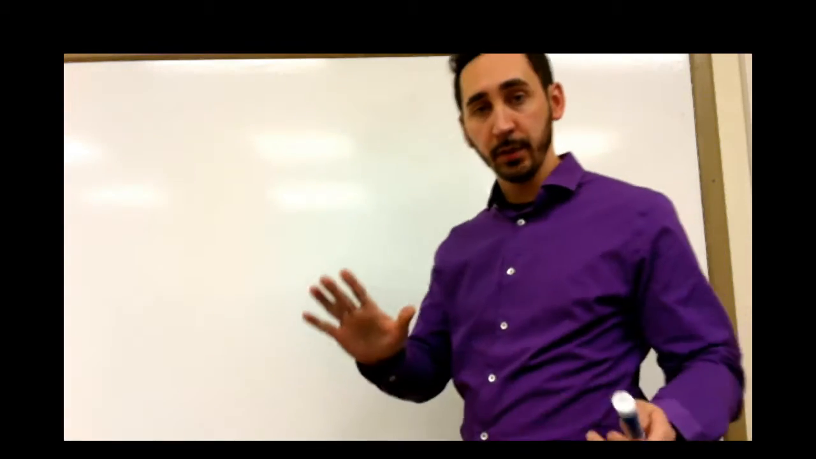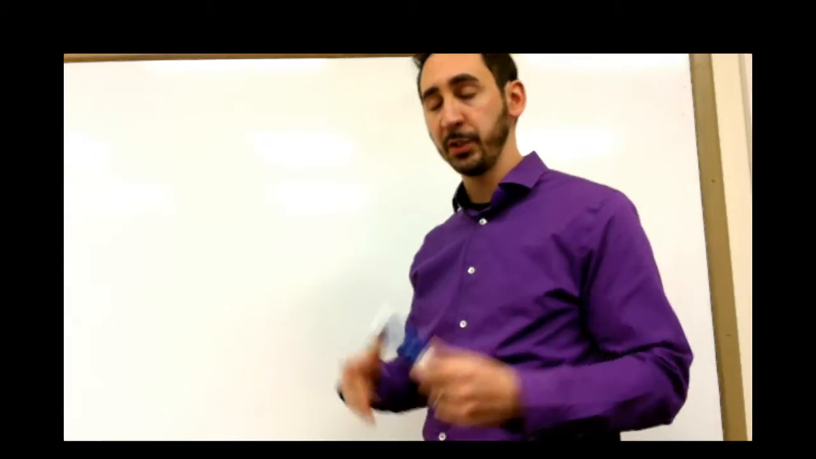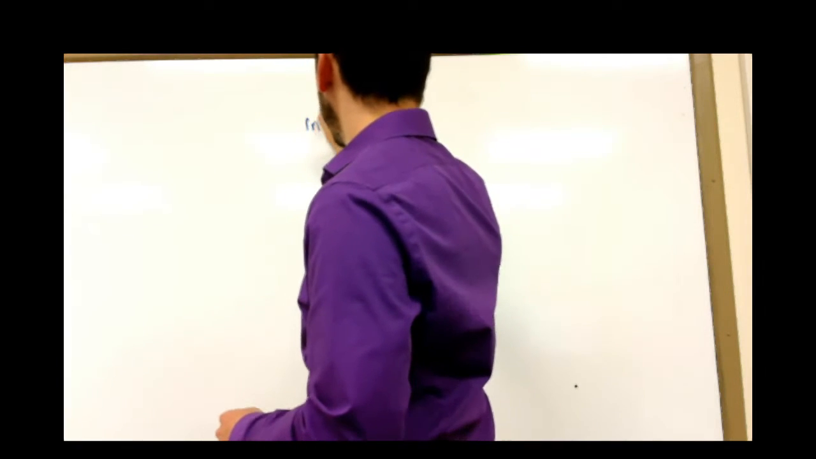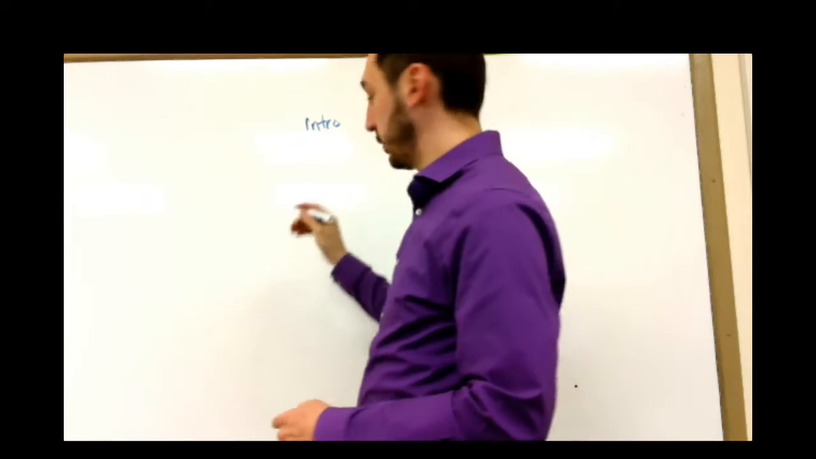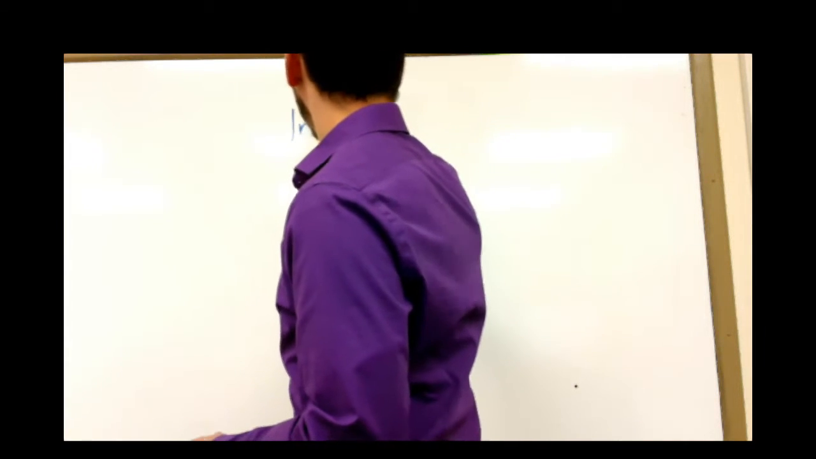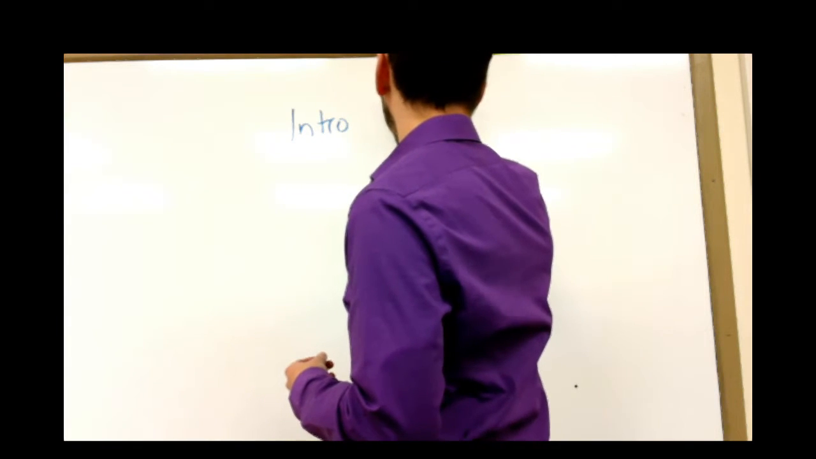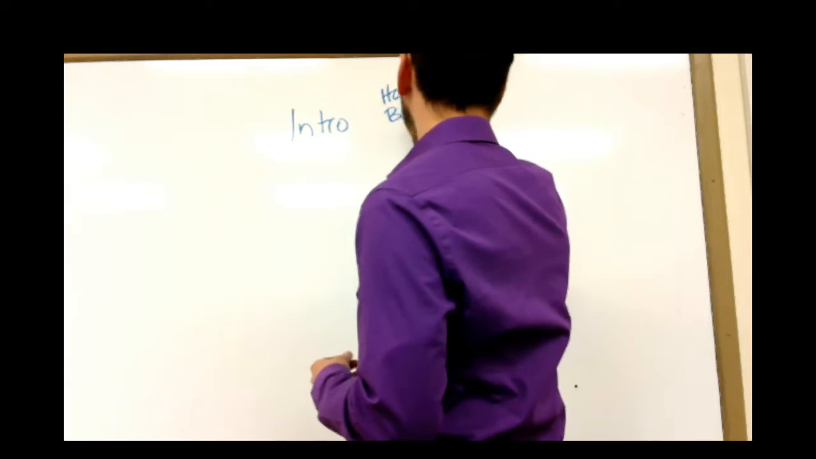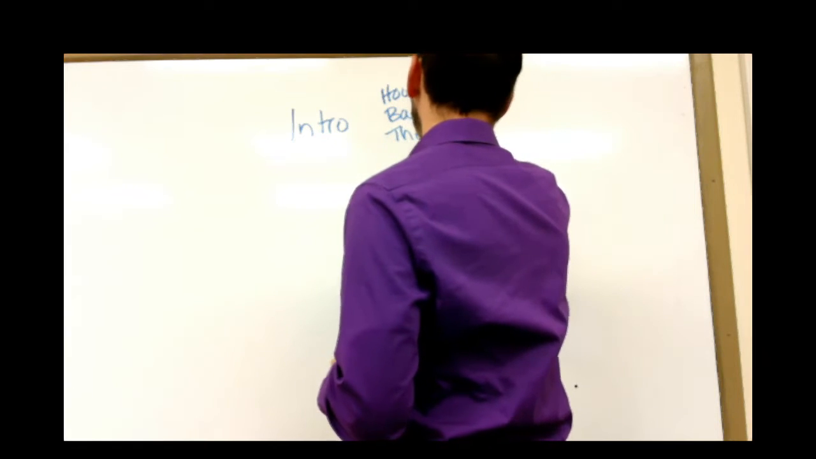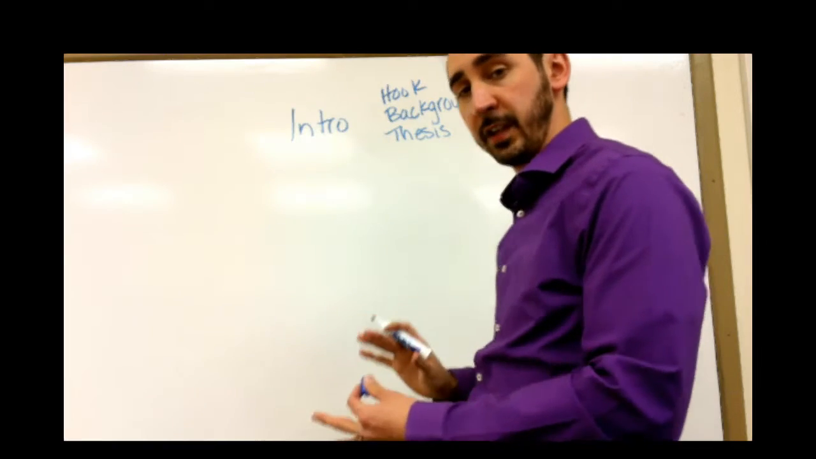So first things first, you're writing 5 sections. That's not to be confused with the 5 paragraphs. When you were in high school, you probably learned this 5-paragraph structure. You had, first of all, the intro, and that was where you introduce things like the hook, the background, and the thesis. Now these are going to stay the same for this project, but the parts of the essay are going to be a little bit different.